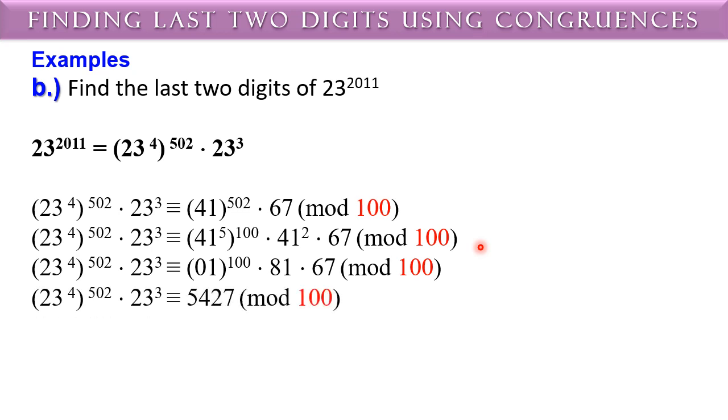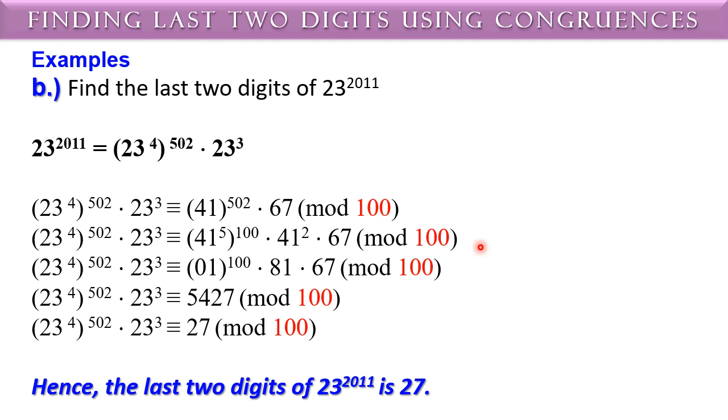Simplifying it further, we have 23 raised to 4 raised to 502 times 23 raised to 3 is congruent to 5,427. Since we are after the last two digits, we have it congruent to 27 modulo 100. Hence, the last two digits of 23 raised to 2011 is 27.